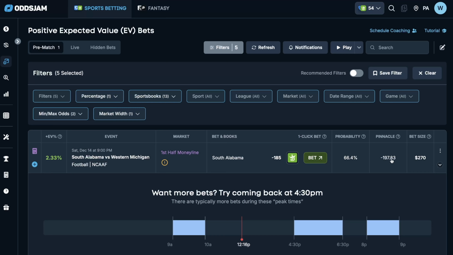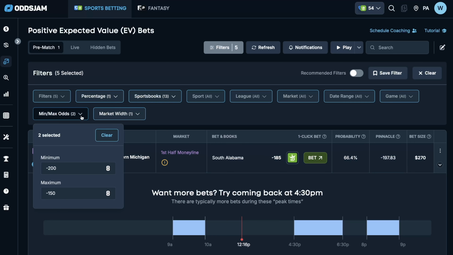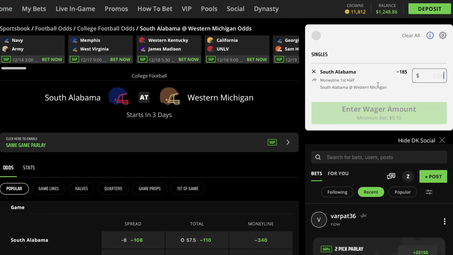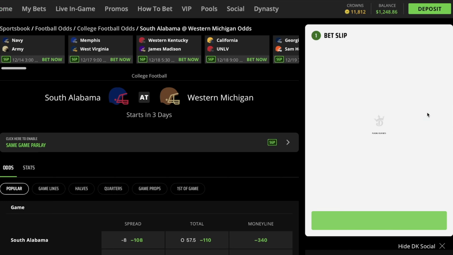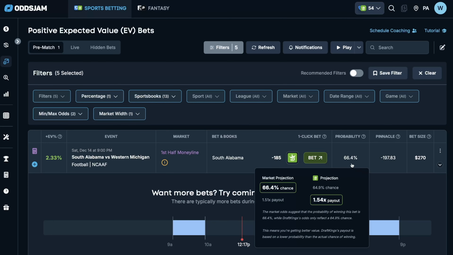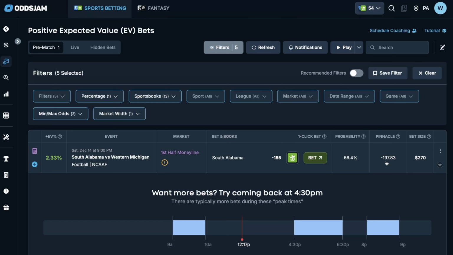Remember, 1 unit to us is $100. So for this play on South Alabama first half money line in this odds range, we're going to wager 1 unit or $100. So we have this South Alabama first half money line play right here. We're going to use the one-click bet feature over at DraftKings. The play automatically pops up for us at minus 185 odds. We're going to wager $100 on this play right here. And this is where you're going to start to learn this betting strategy, as we have a 66% chance of winning this bet. That's the fair odds. So we want to make sure that we put a full unit on this play.